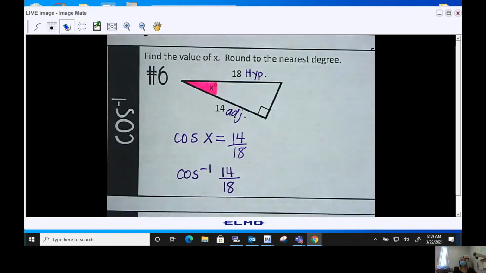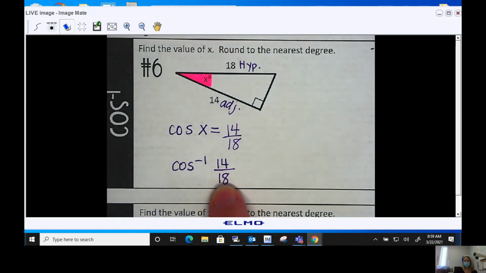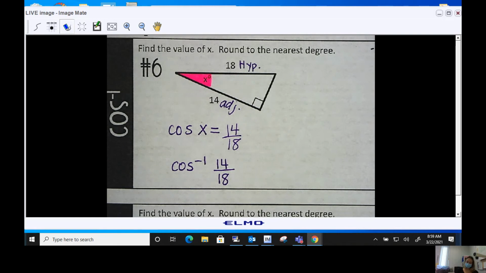So again, it's just, can you put it into your calculator correctly? So do your fraction first, and then push shift cosine. So you try it, or second cosine. See if we get the same answer. Make sure you're pushing shift and then cosine. So if you push the wrong button, you're going to get a different answer.